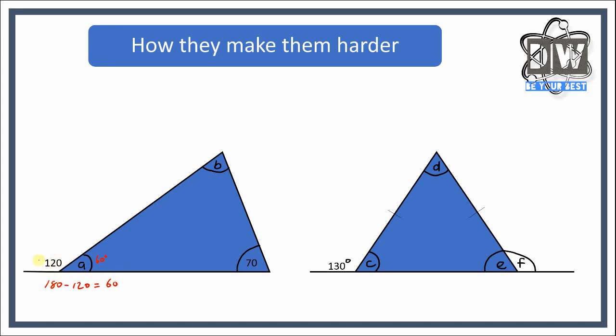Do we understand that this line here is worth 180? So I've got part of the line, so I need to find the other part. So now I've got my 60, I'm going to go with my 70, so I'm going to add those together.